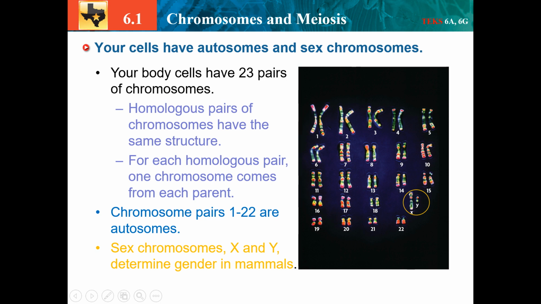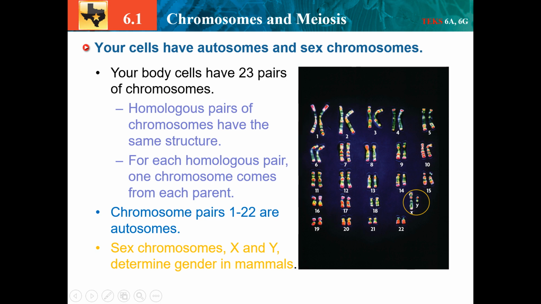So the key word here is pairs, meaning that this is chromosome 1, and in a body cell, one of your somatic cells, you have a pair. So you have one chromosome here and one chromosome here. One from mom, one from dad. Chromosome 2, you got one from mom, one from dad. And so on, to where you have 23 pairs.